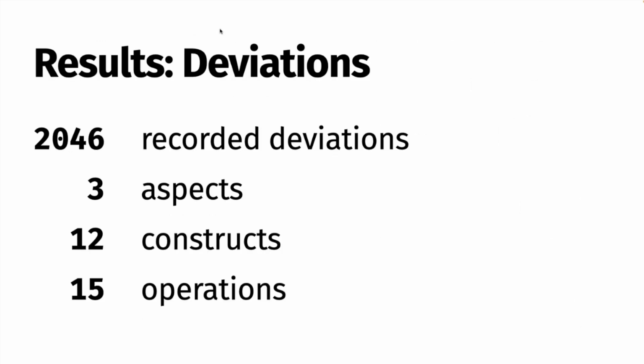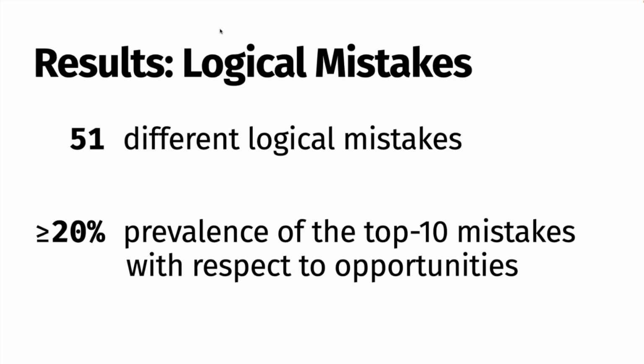The results that we obtained were that we recorded 2,046 deviations using 3 different aspects, as I showed before, 12 constructs, 15 operations, and 51 different logical mistakes. An interesting thing about these 51 different logical mistakes is that the top 10 mistakes with respect to prevalence featured at least 20% of the times in the exams of the students, meaning that when a mistake had the opportunity to occur, we found it at least 20% of the times in the top 10 mistakes.